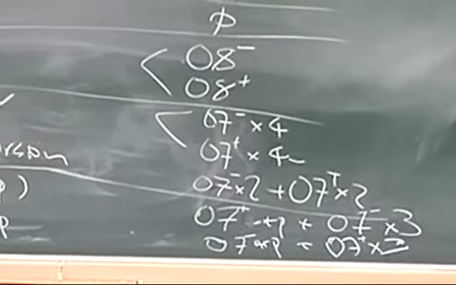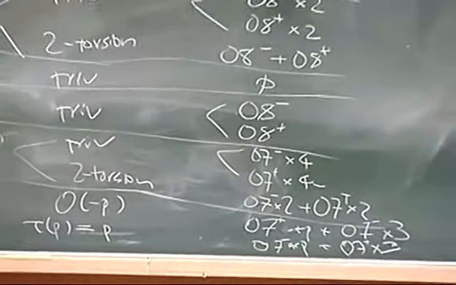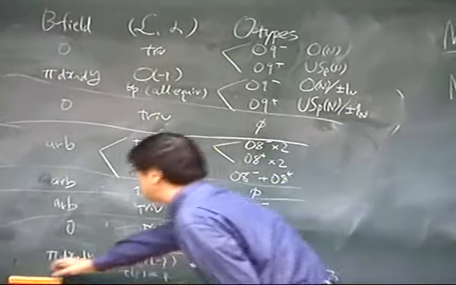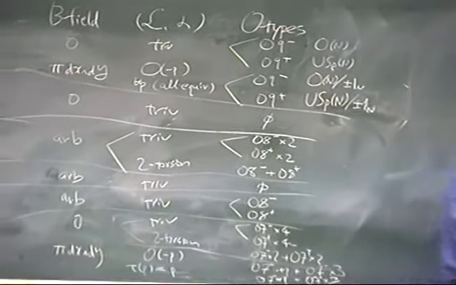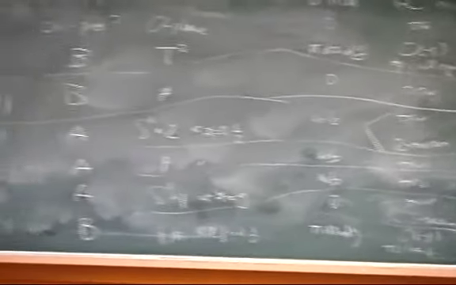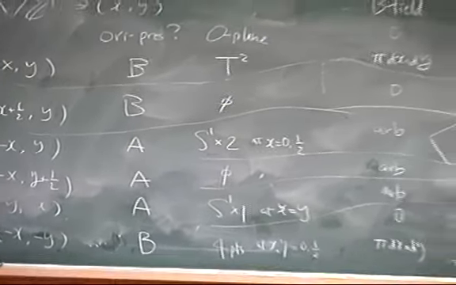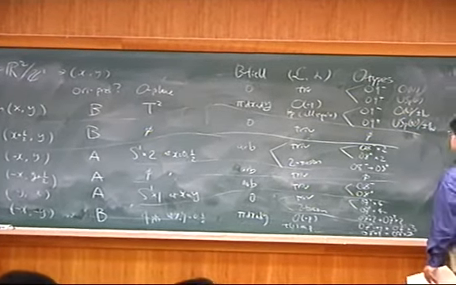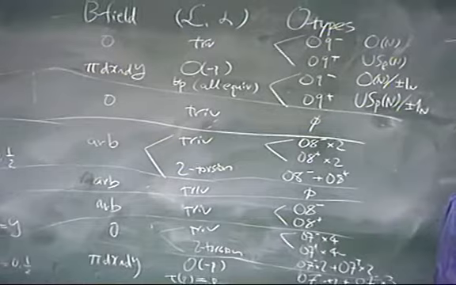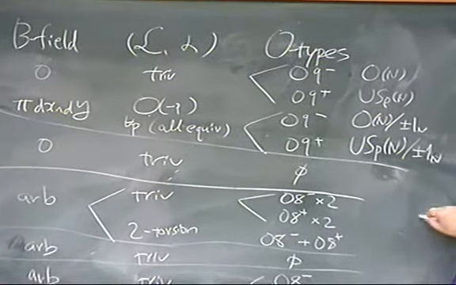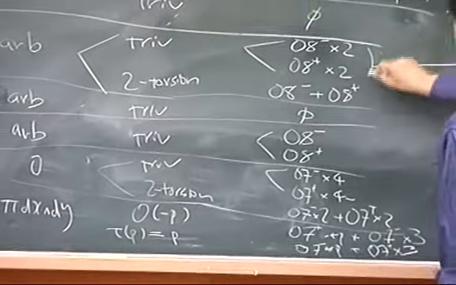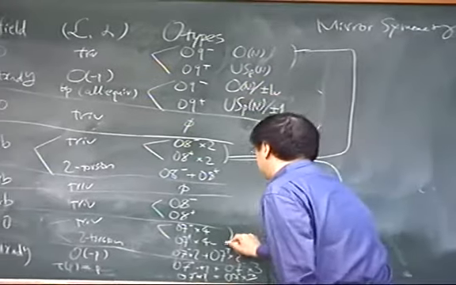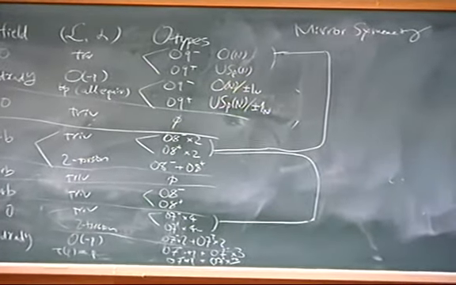Okay, so that's the classification, and they are related by mirror symmetry. So the easiest is this. So these mirror symmetry relations, or T-duality or mirror symmetry. So this is related to this. These are related to these. And then again to this.